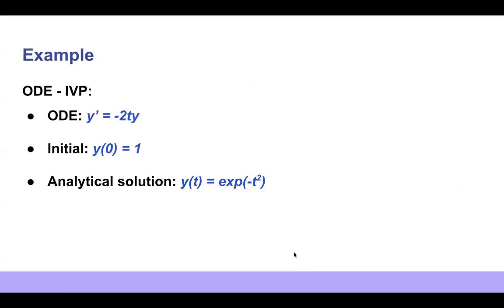Now let us see a basic example of this ODE IVP so that we get familiarized with the syntax and the working of it. Here, what I need to solve is y dash, that is, dy by dt equal to minus 2 t y, and the initial condition is y at 0 equal to 1. The analytical expression, which you can get by solving this manually, is y of t equal to exponential of minus t squared.